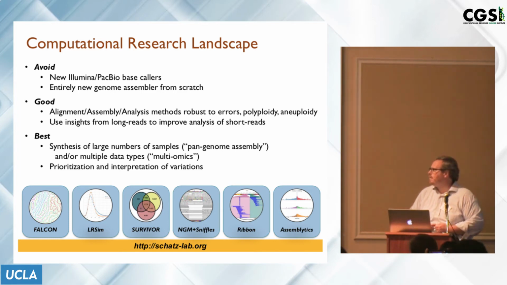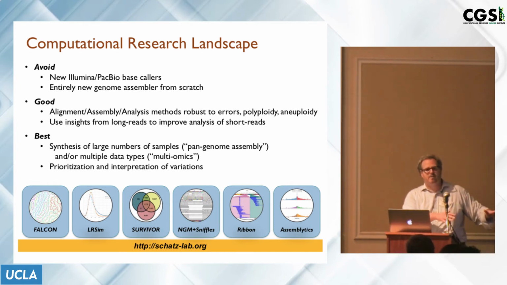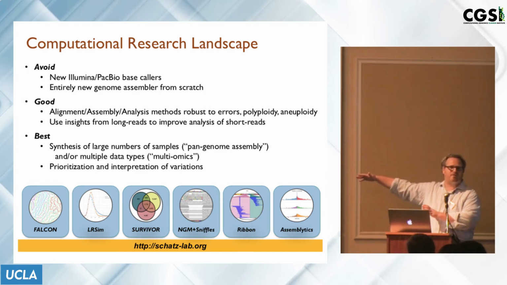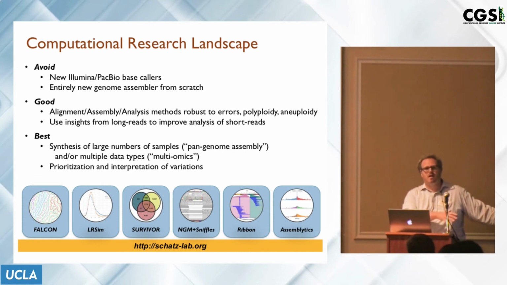Another really good problem in my mind is if, for the foreseeable future, we're going to have a few samples that have long read data and then like 1 million more that have short read data. Is there some way we can use the long reads to inform the analysis of the short reads? I think that's a really good problem. And then some of the best problems are if you can synthesize a huge number of samples, many different data types, that's going to be a great thing so that we can prioritize some of the variants.